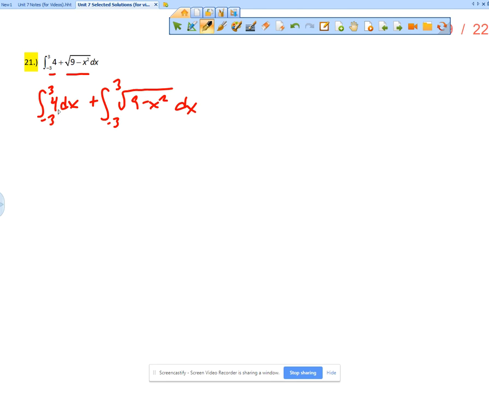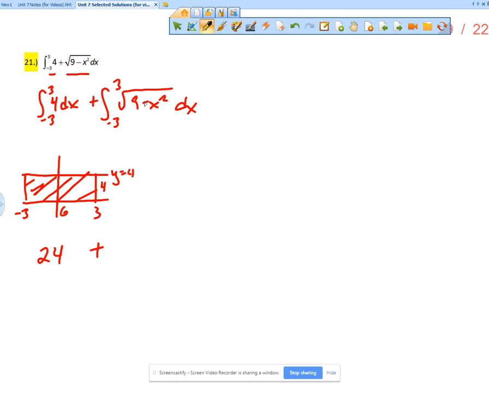Remember, this is not 4, so we want to think, all right, what is y equals 4? It is a horizontal line, right? So we're finding the area from -3 to +3 underneath y equals 4. So realize it is 6 units wide, 4 units tall, so that area is actually 24. Plus, all right, the next one, square root of 9 minus x squared.